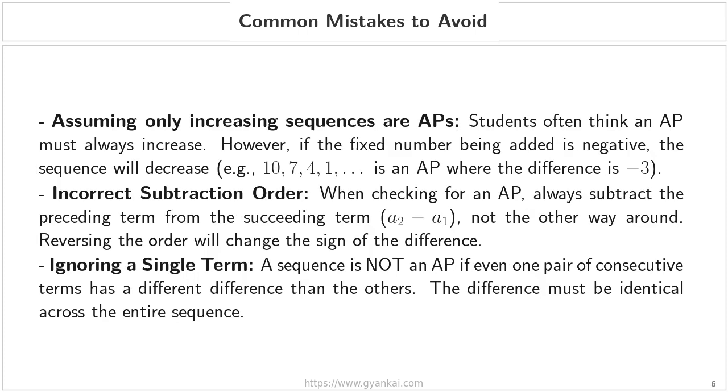Finally, do not let a single outlier trick you. A sequence is not an arithmetic progression if even one single pair of consecutive terms has a different difference than the rest. As we saw in our previous examples, the difference must be identical across the entire sequence without exception. If the pattern breaks even once, the AP is broken.